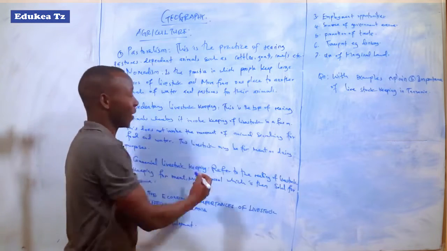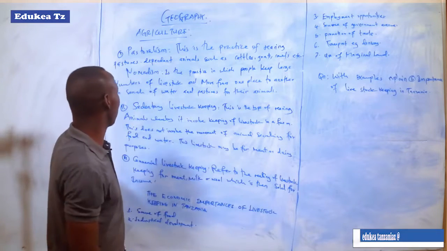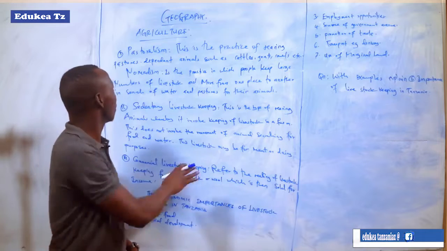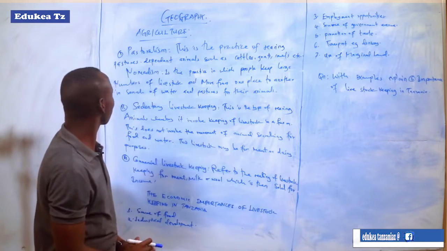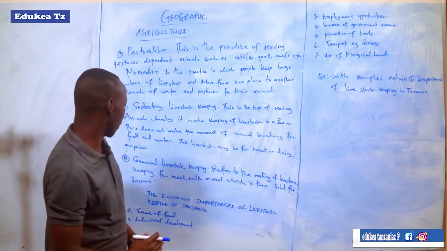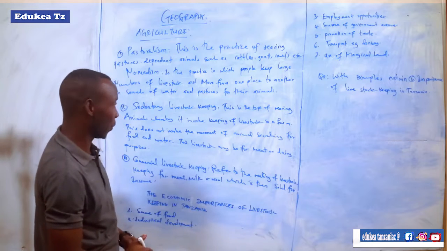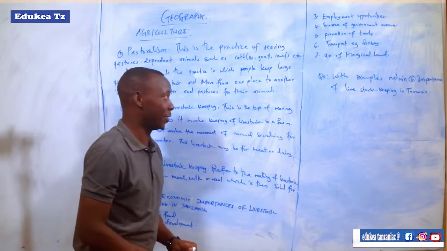Today let us see Geography Form 2. Our topic is agriculture, and in agriculture we shall see pastoralism, sedentary livestock keeping, commercial livestock keeping, and its advantages.